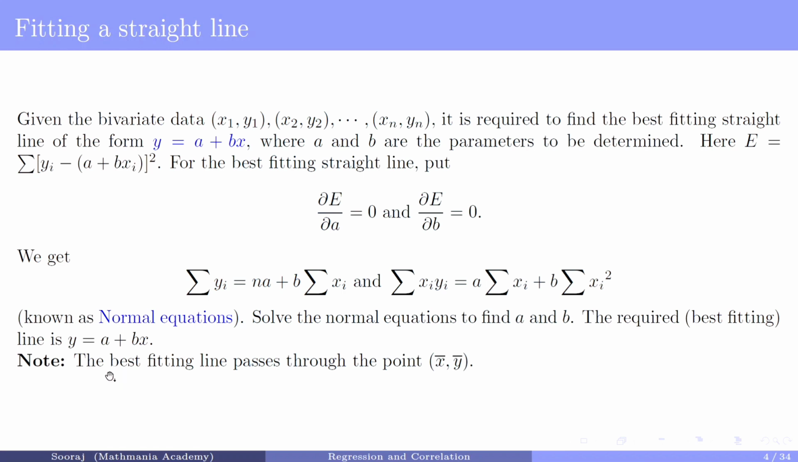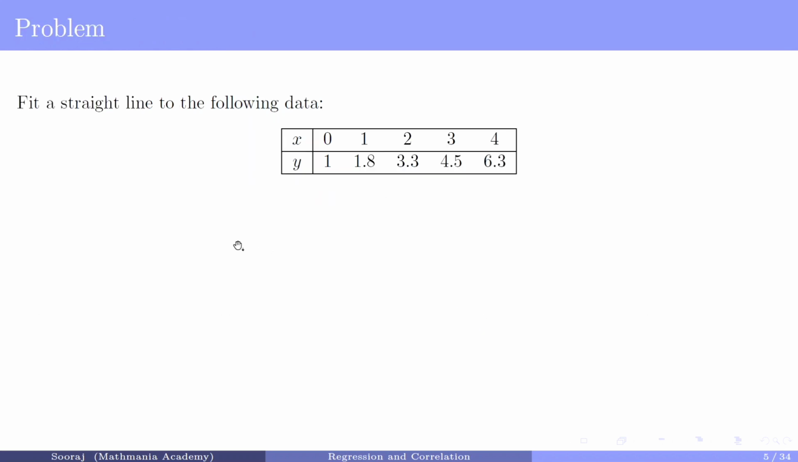The best fitting line will pass through the point x bar comma y bar, where x bar and y bar are the sample means for the variable x as well as for the variable y. Now we have a problem here. We are asked to fit a straight line to the following data. The x value is given and the corresponding y value is given.